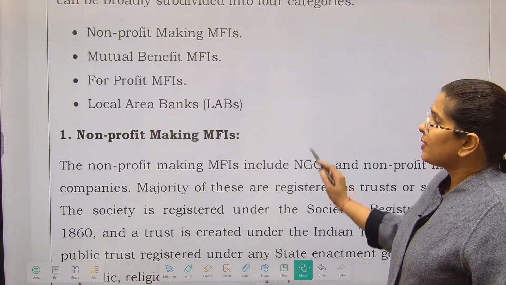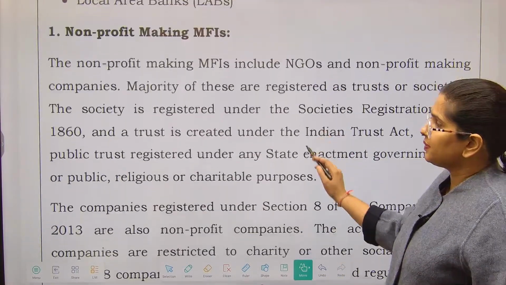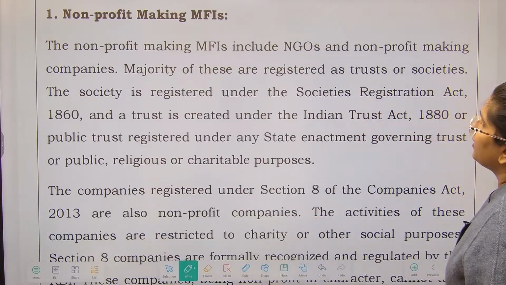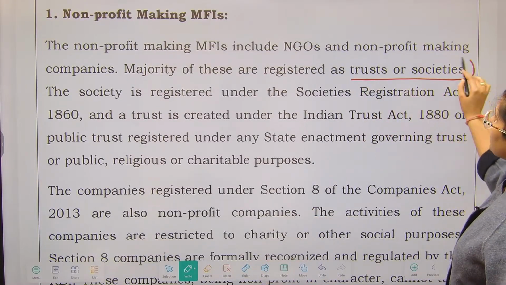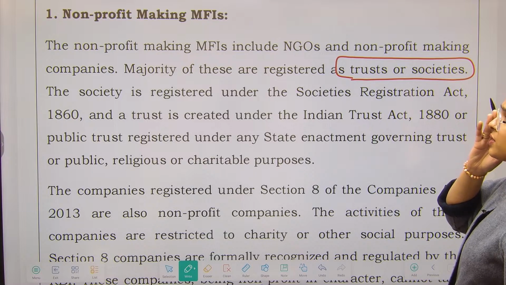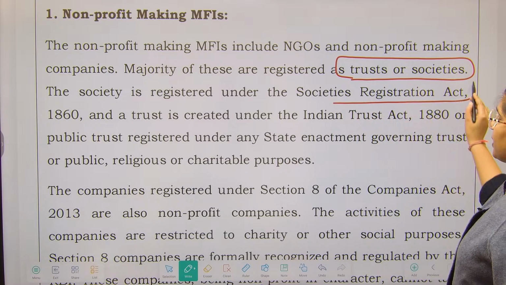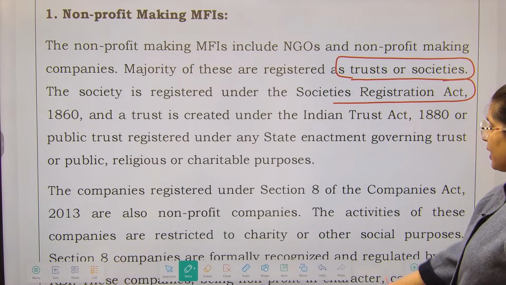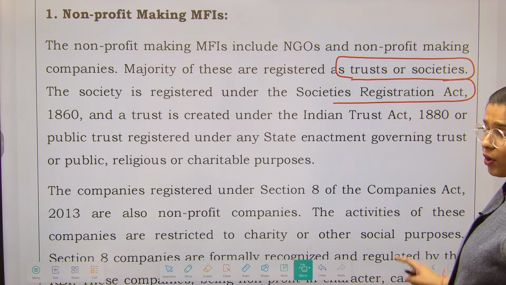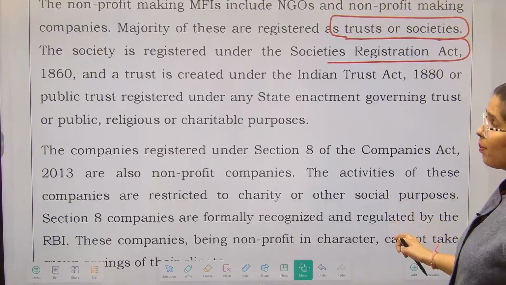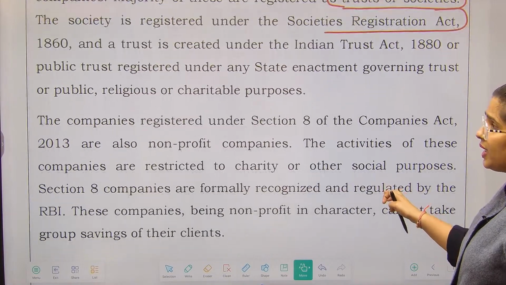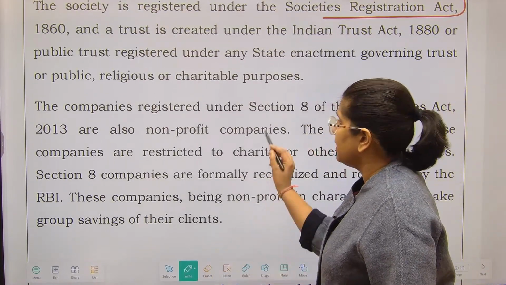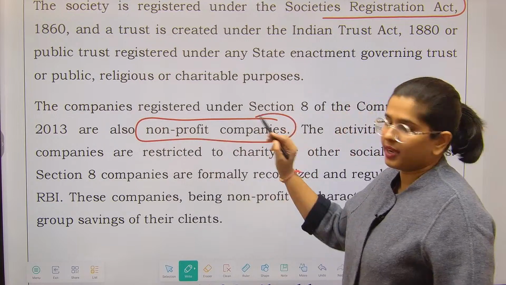Let us see this. So non-profit making MFIs: the majority of these are registered as trusts or societies. The society is registered under the Society Registration Act. A trust is created under the Indian Trust Act, right? If they want to form themselves as a company, they can register under the Companies Act 2013 as well, in the form of non-profit companies.